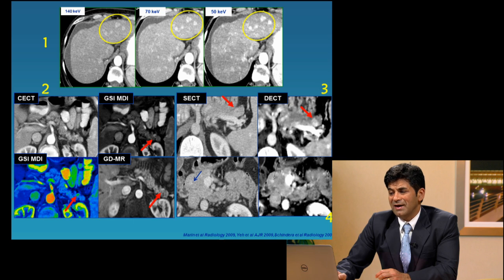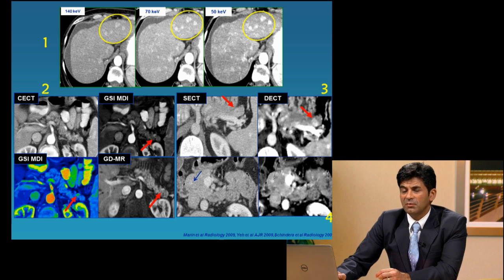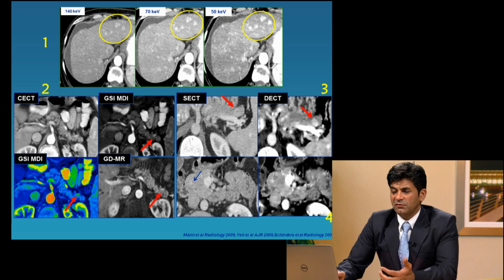Moreover, there are additional hypervascular lesions in the segment 4 of the liver as well as in the posterior aspect of the right lobe. One can begin to appreciate them on the monochromatic images. Some more examples of different patients with different problems.